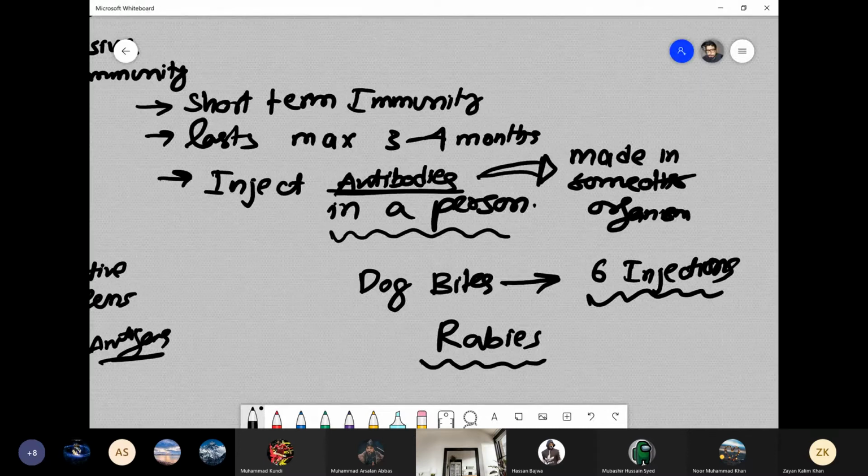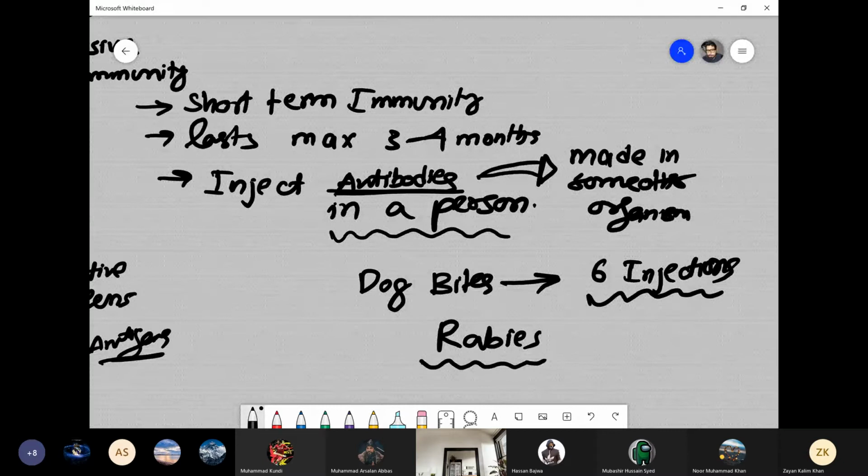So, the immune system of the human did not do anything, right? Antibodies are produced outside, in some other body, and injected into the person who is being bitten. So that is why this kind of immunity is called passive immunity.